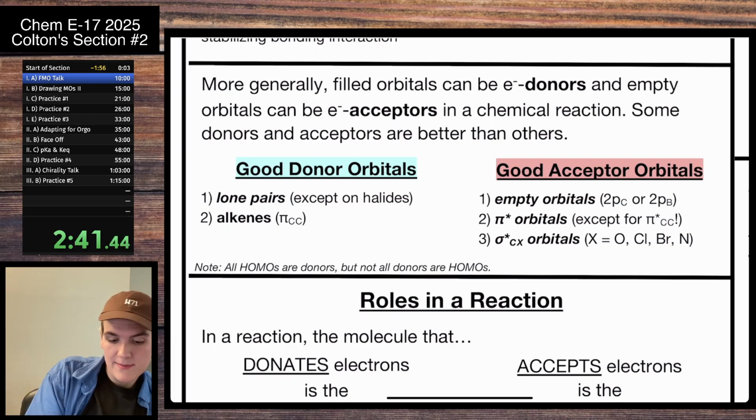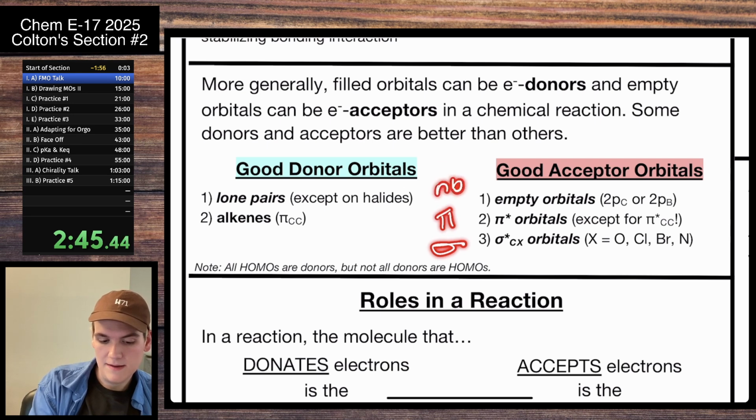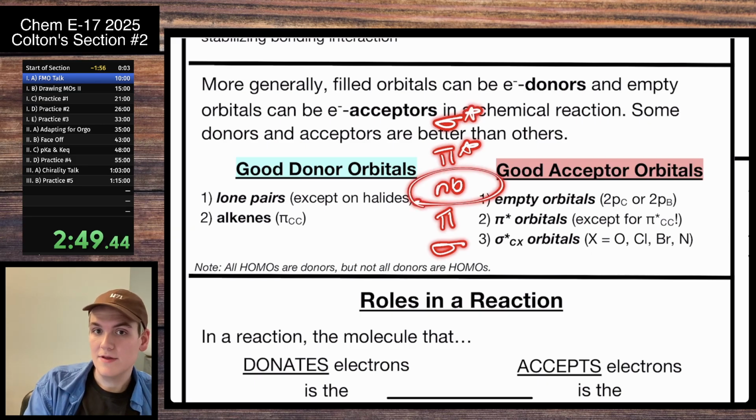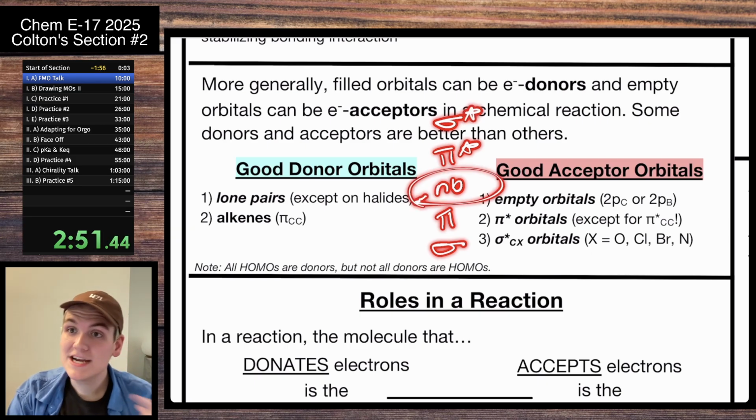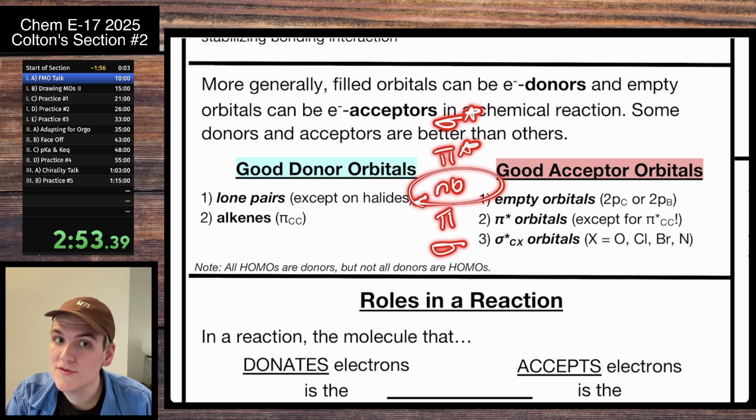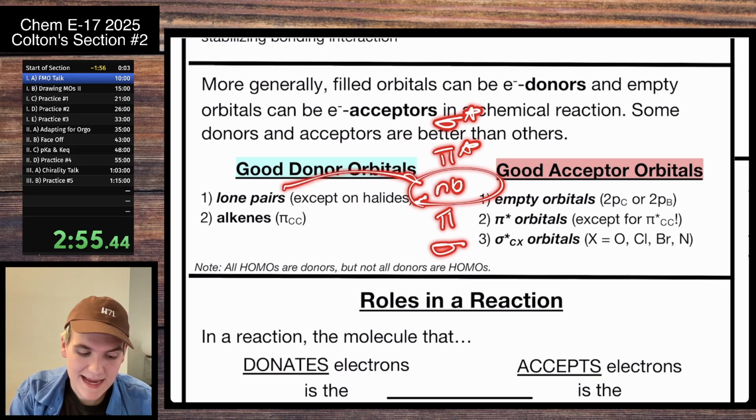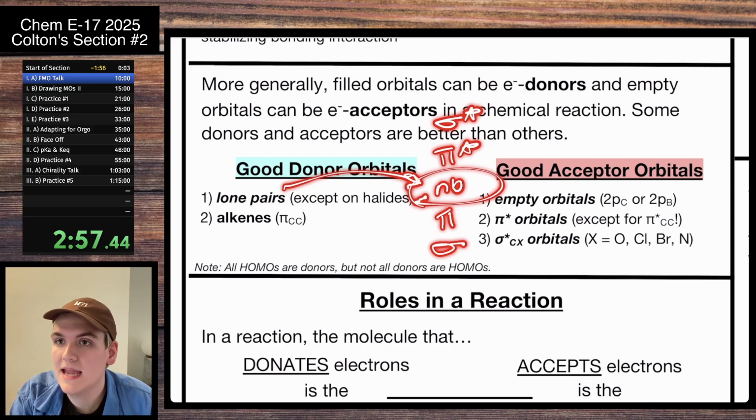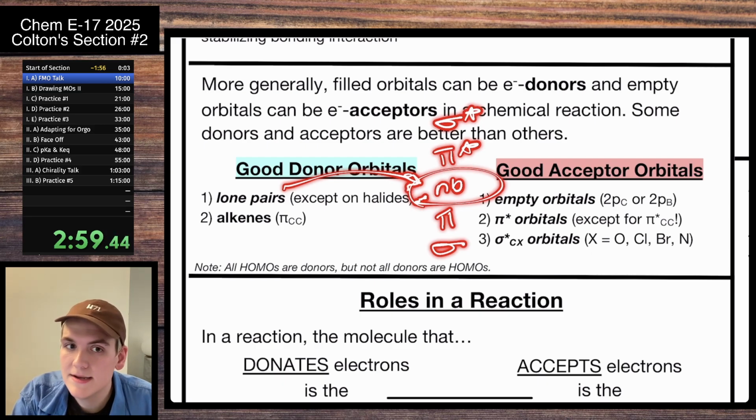So remember when we were talking about the energy levels of sigma, pi, non-bonding, pi star, sigma star? This non-bonding level is the highest energy level where we're actually going to have electrons in the orbitals. And lone pairs would be at this non-bonding level. They're not a chemical bond, they're not a sigma or pi bond. So lone pairs are really great donors.